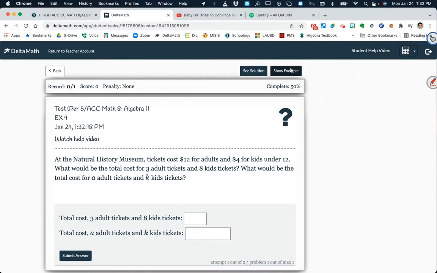Let's look at this next question. Again, how many or how much? Let's find out. At the Natural History Museum, tickets cost $12 for adults, $4 for kids under 12. What would be the total cost for 3 adult tickets and 9 kids tickets? What would be the total cost for A adult tickets and K kids tickets? So they're using variables that are meaningful. Are we asking for how many or how much?